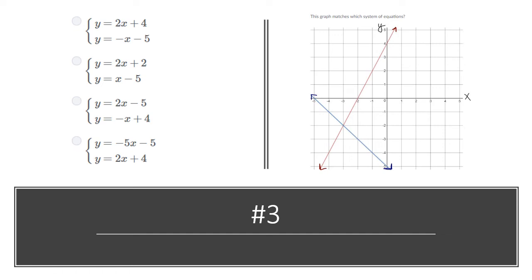All right, and number 3 here, it says this graph matches which system of equations. So I'm given two equations and we want to match those. There's a couple ways that you can go about matching like this with graphs. One way that I like to do it, we know, again, we're still talking about y equals mx plus b. That's our slope-intercept form.